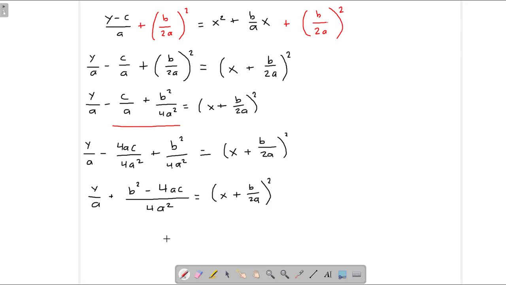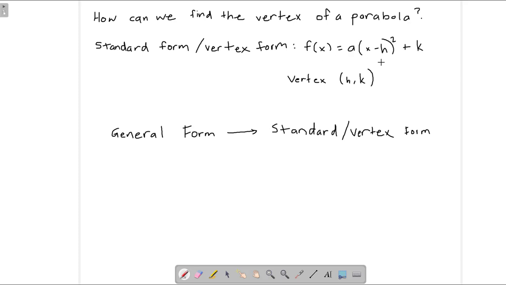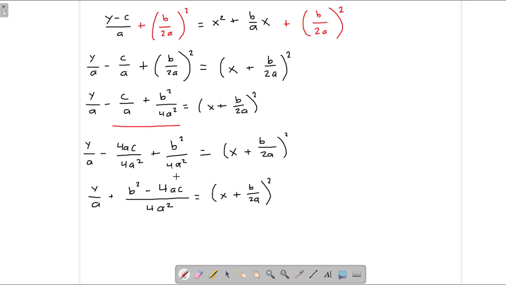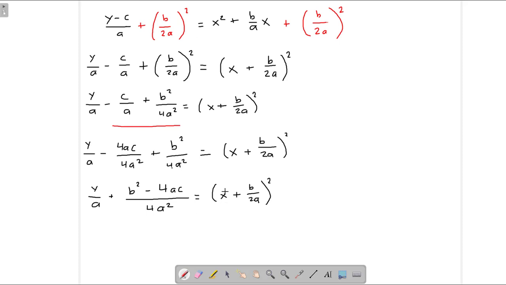And to write this in vertex form or standard form, let's see, where do I have it? Like this form. I'm going to want to solve for y, because f of x is the same as y here. So my goal is to solve for y here. So I'll first take this whole expression to the right-hand side. Let me make a new page. So y over a. And then, what did I have? I'm going to be subtracting this over here.